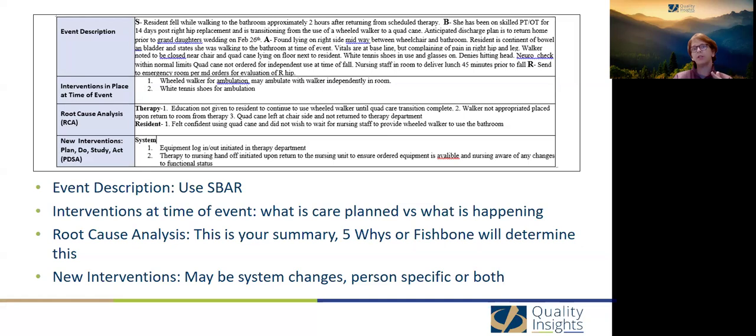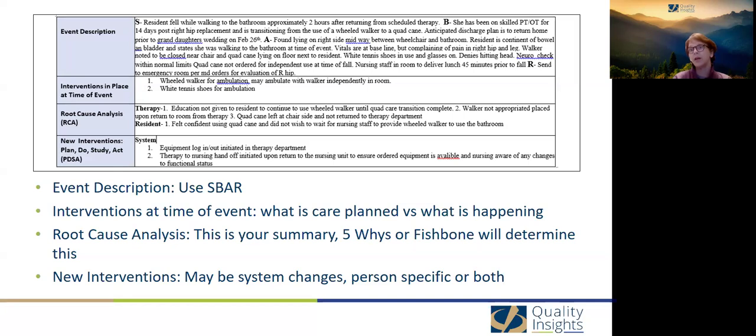To simplify the information in our example, we can see that this resident fell while walking to the bathroom about 2 hours after returning from therapy. She was sent to the hospital for an evaluation of the right hip. She, prior to the event, was ordered ambulation with a wheeled walker independently in her room, but was transitioning to a quad cane during her therapy sessions. The quad cane was inadvertently left in her room, and she had not been provided clear education related to continuing to use the walker until her orders had been officially changed.